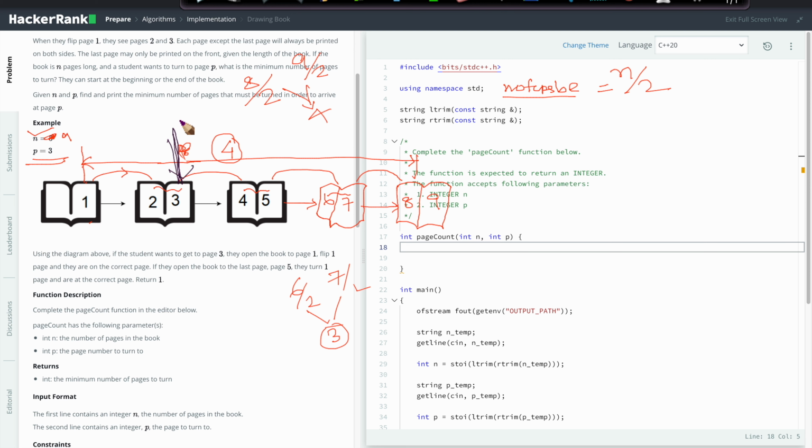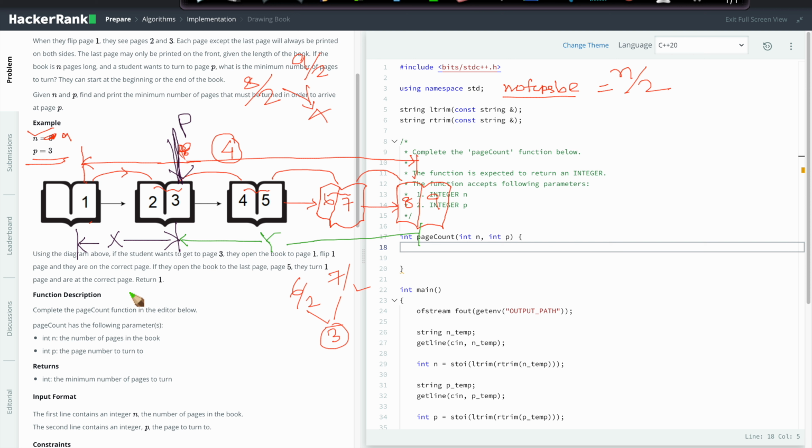Okay, p is 3. Now let's derive a formula. Let's say from begin to p the distance is x, and from end to p the distance is y. I mean distance means number of flips, we can say. So the number of flips required from the begin page to reach the page number given by p is x, and from the end it is y.